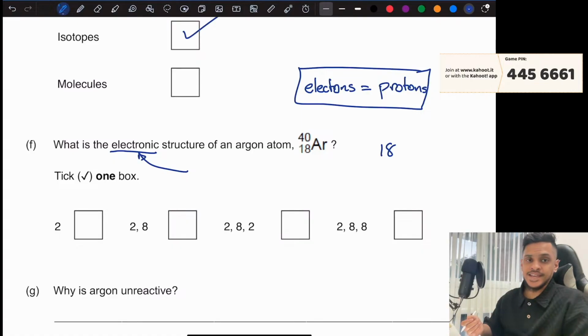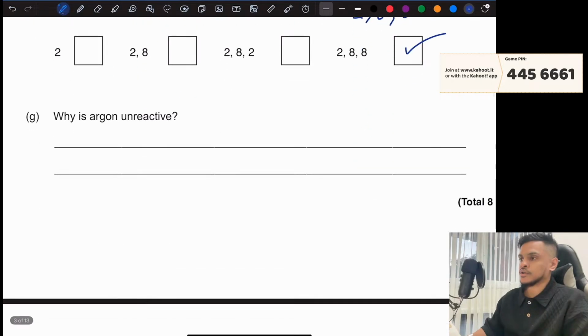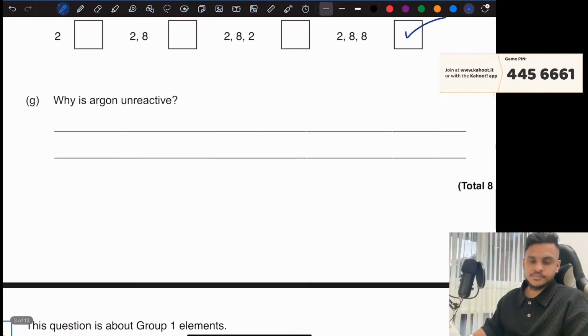So if we've got 18 electrons, we need to split that into our electron shells. First of all, thank you, Olivia. 2 goes into the first one. That gets filled up. So then it moves to the next one, which has 8. That gets filled up. And that's all.